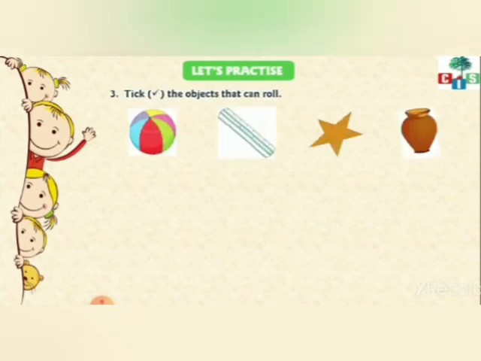Take the object that can roll. If you look at the first object, it's a ball. Yes, it can roll. The second object cannot roll. The third, no. But the fourth, yes, it can roll. Right? So we have to put the tick mark under the objects that can roll. Now look at the question number 4.